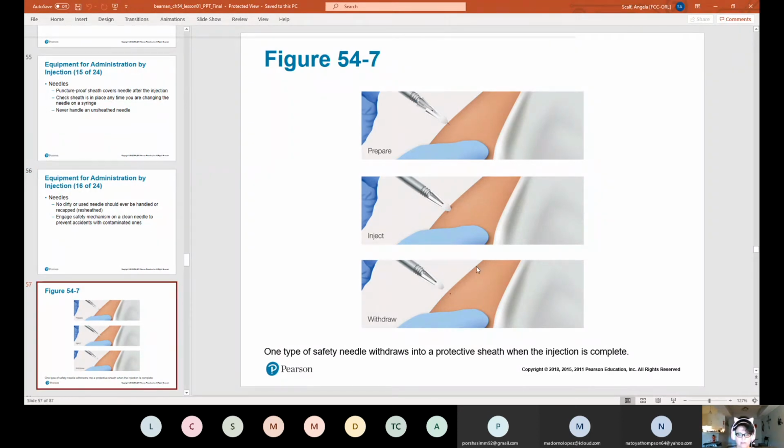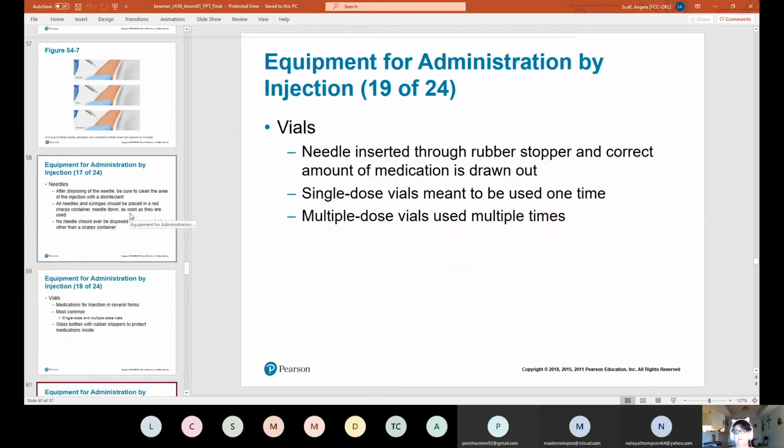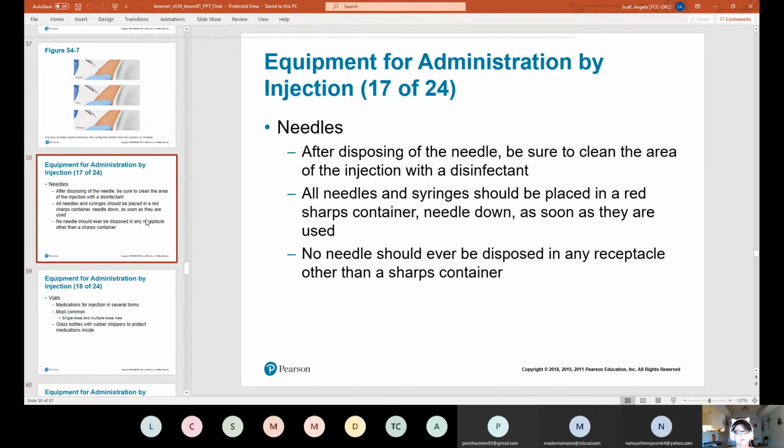And this is showing you the safety needles. These are neat, but they're expensive and not a lot of places have them. Basically you prepare, you inject, and then the needle withdraws. Okay. I skip over that really quick because they are expensive and I don't see a lot of places with them anymore.